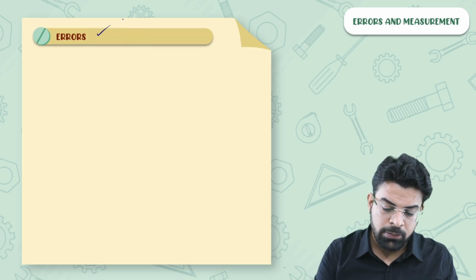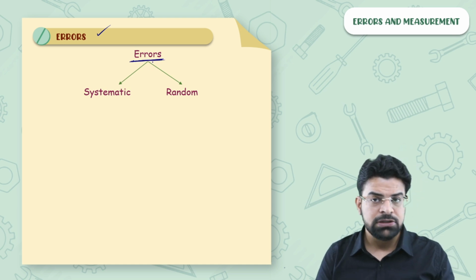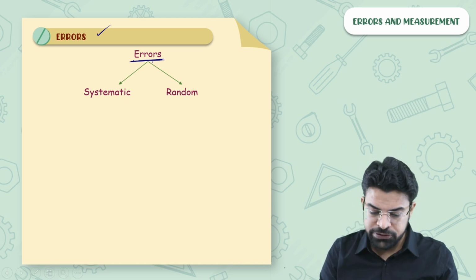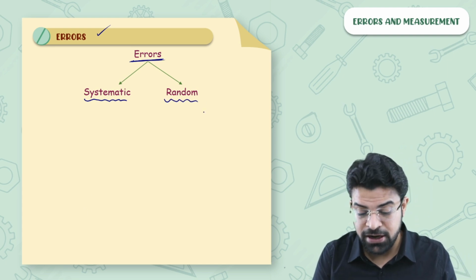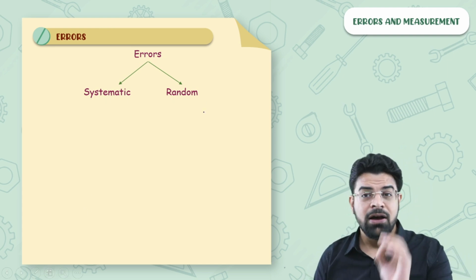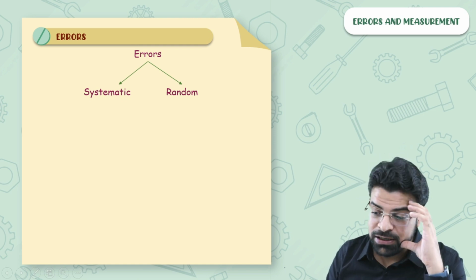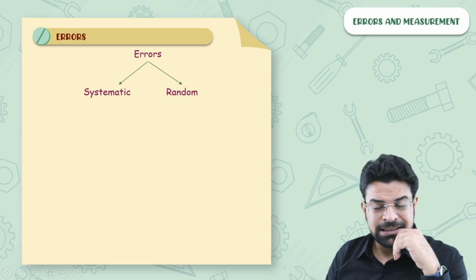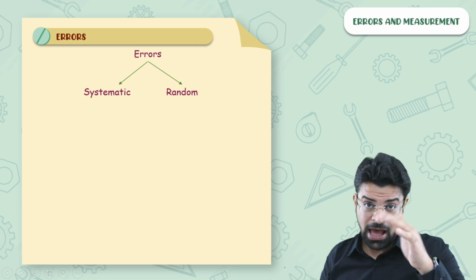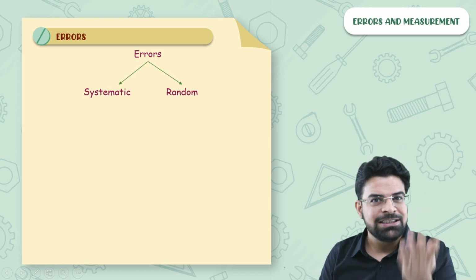Now we will talk about errors. Whenever we talk about errors, we divide them into two families. There is something called systematic error and there is something called random error. When I heard the term systematic error for the first time in my life, it sounded like an oxymoron. I was like, systematic error, an error which is systematic? How can error be systematic?